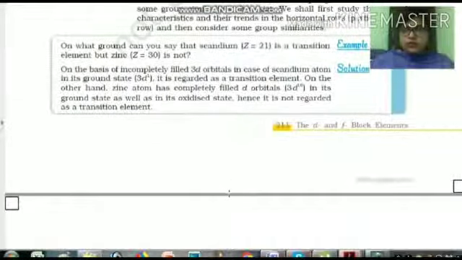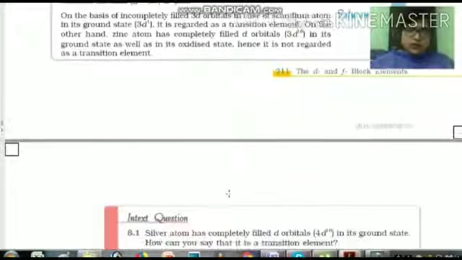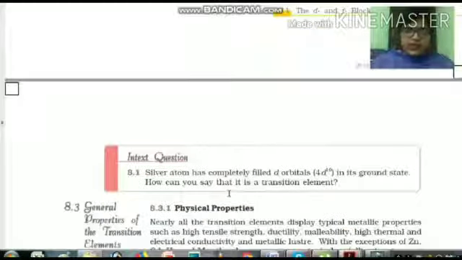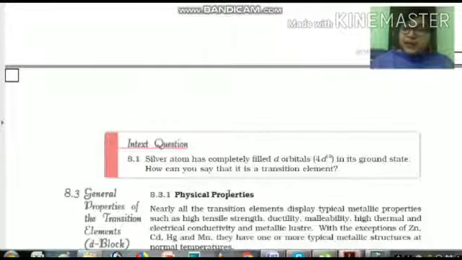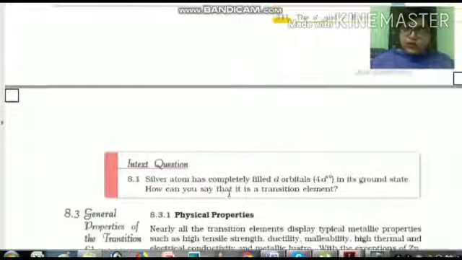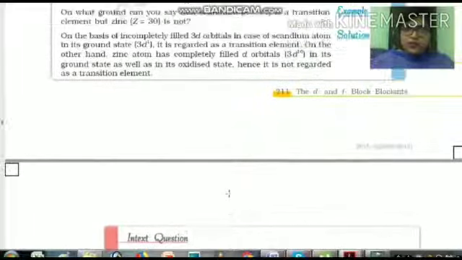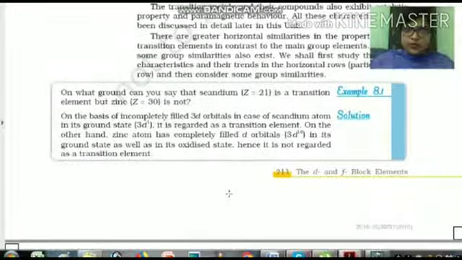And there is one more question, children, but for this question I need an explanation from your side: a silver atom has a completely filled d orbital, that is 4d10, in its ground state. How can you say that it is a transition element? So just search for the reason. Okay children, it is your homework.